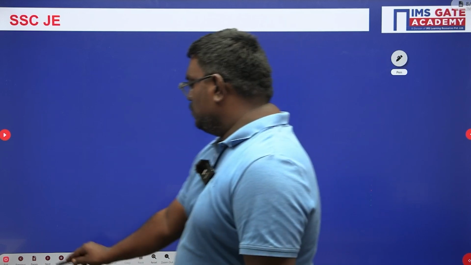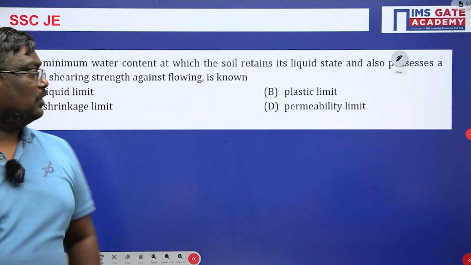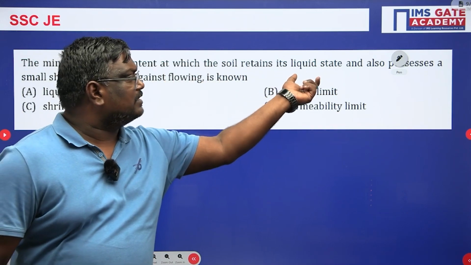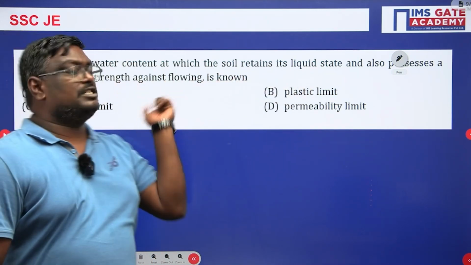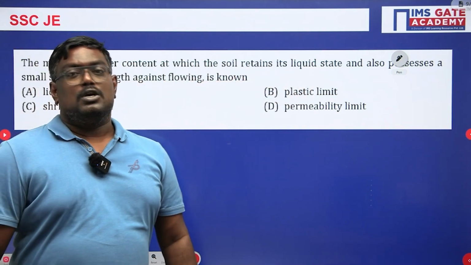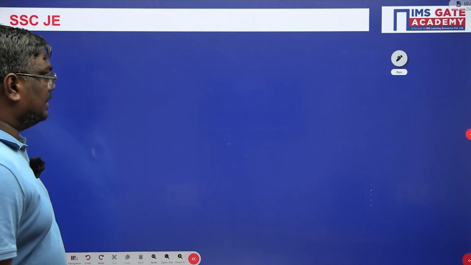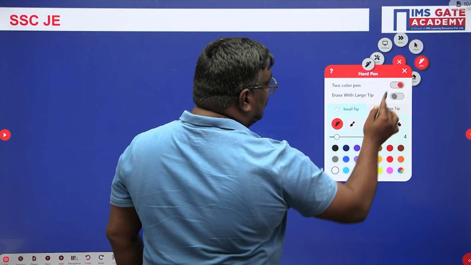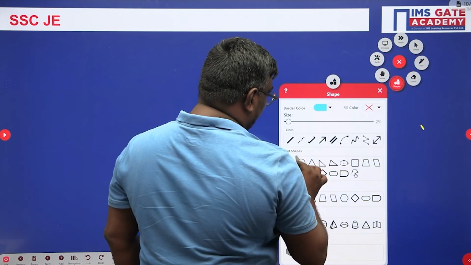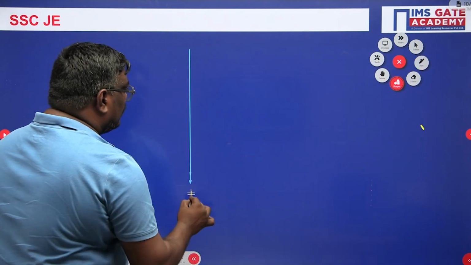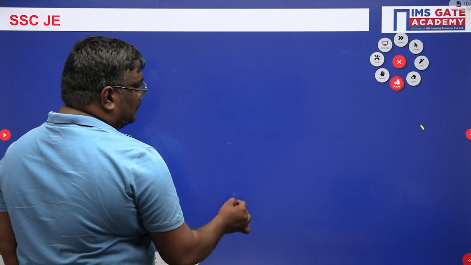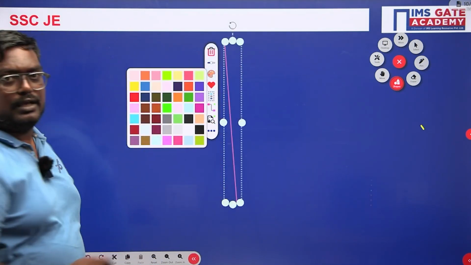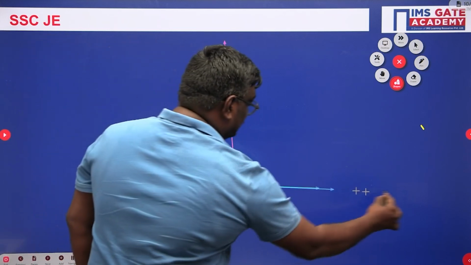Now we will move on to the next question, see students. The question here is: the minimum water content at which soil retains in liquid state and also possesses small shear strength against flow. So here, let me tell you small things, see students. Here they are asking about the Casagrande apparatus. Now when they ask you about the Casagrande apparatus, my dear students, you have to have a clear understanding of this chart. Okay, just give me a second. Let me explain this chart.